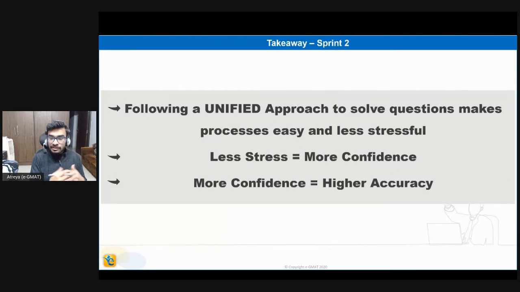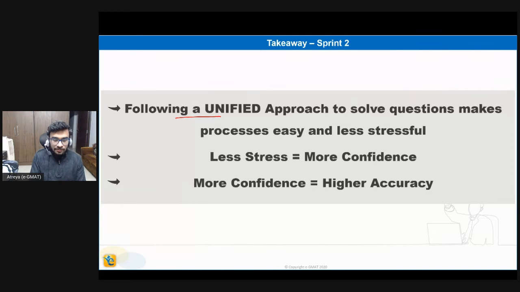Again, we'll focus on the same things: you need to follow a proper, unified approach to solve all questions. The tricks and small shortcuts don't work in GMAT. If you want to score that Q50, Q51 level, the only thing you need to keep in mind is to follow a methodical approach for solving all the questions.